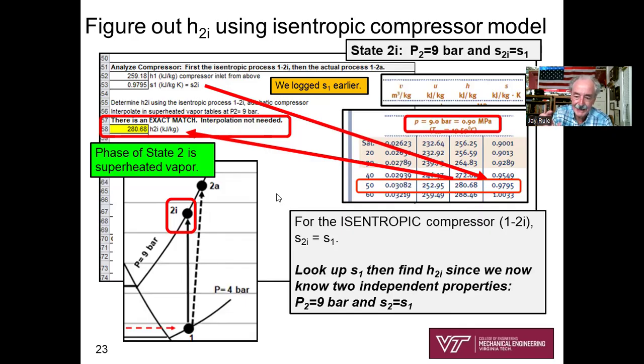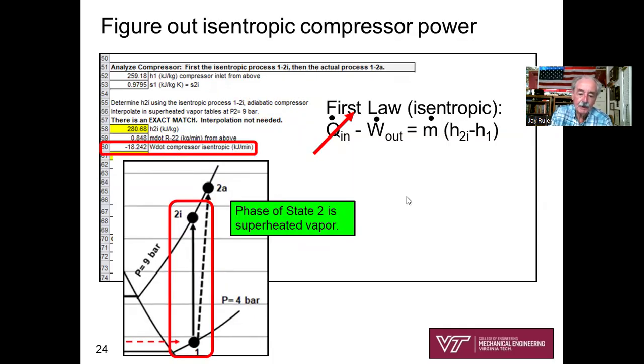We're trying to get to the H value for the isentropic reversible adiabatic compressor, because now we can apply the first law for the reversible adiabatic compressor process. All right, so let's see. We've got H2 isentropic, just found it, 280.68. We've got M dot, we already found it, 0.848 kilograms per minute. H1, we've got it, here it is, 259.18. One equation and one unknown, Q dot in, 0, adiabatic, W dot out. It's going to be a negative number. There it is, negative 18.242 kilojoules per minute.